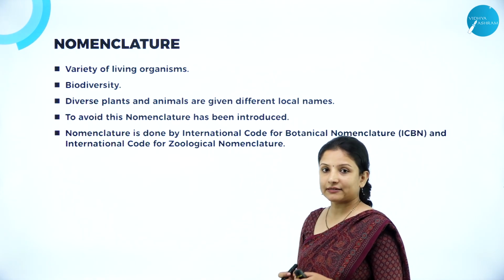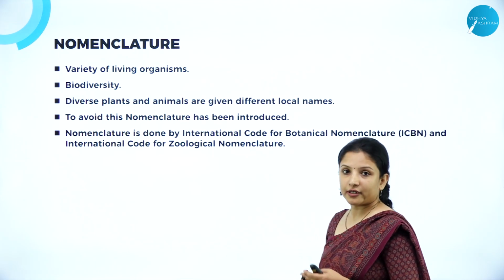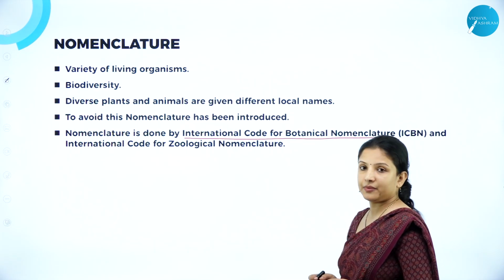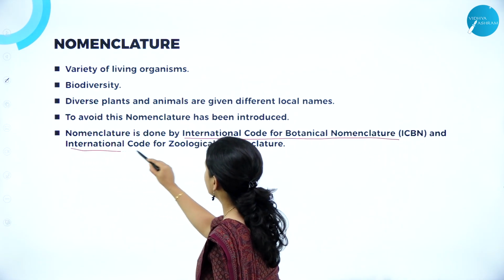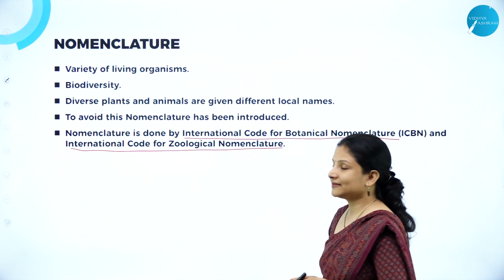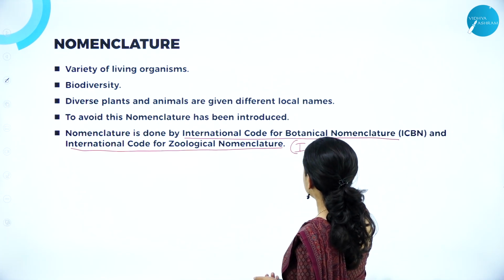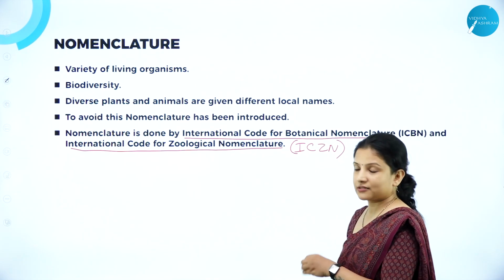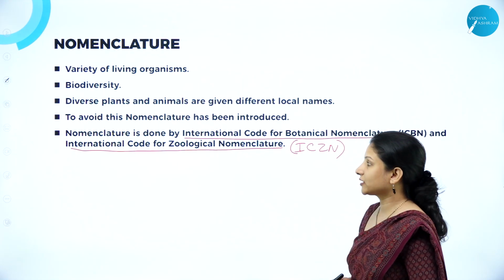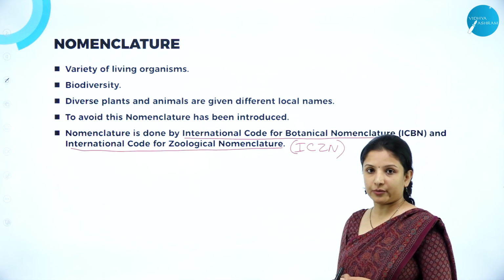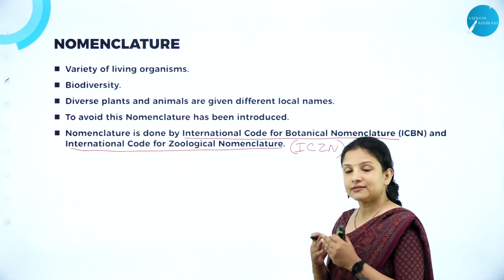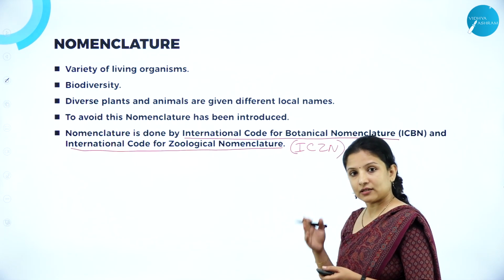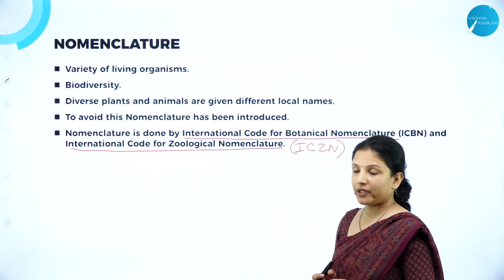And nomenclature, actually, is done by two important organizations, that is International Code for Botanical Nomenclature, ICBN, and International Code for Zoological Nomenclature, that is ICZN. So these two sectors, the International Code for Botanical Nomenclature and the International Code for Zoological Nomenclature, are the ones that actually set rules to name a particular organism. We'll study about that in the coming sessions. So this was about nomenclature.